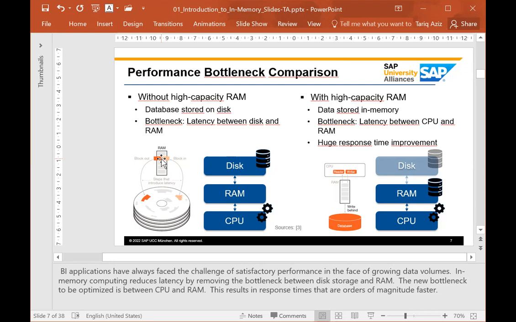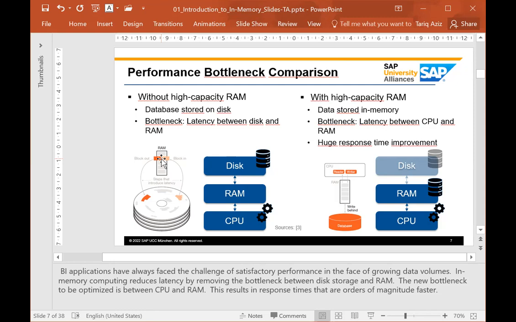So what they have done is remove the hard disk, and now all data is available in RAM, and now it goes from RAM to CPU. Before, the bottleneck was from disk to RAM. Now the bottleneck has shifted from RAM to CPU. They're now working on the latency between the CPU and the RAM. But having data in the RAM is a huge improvement in data processing.